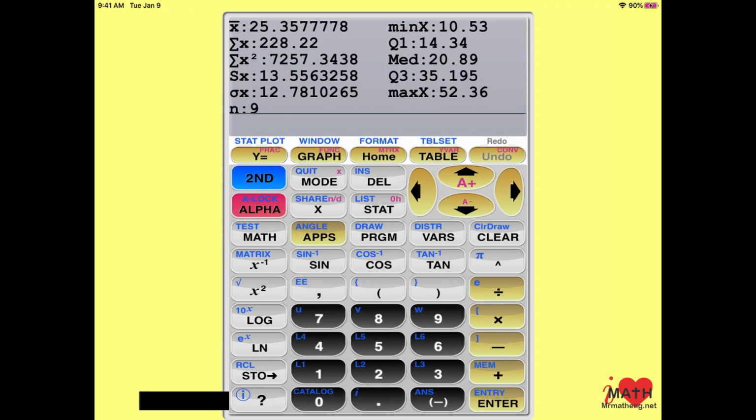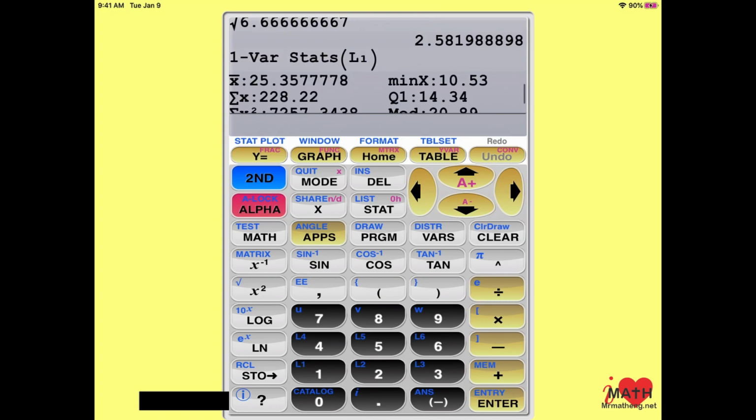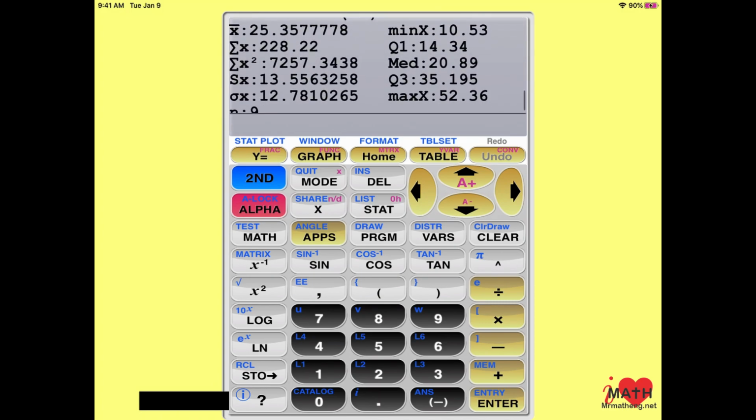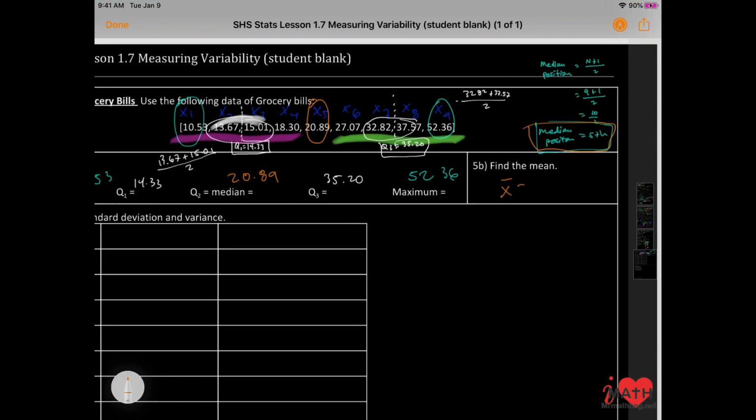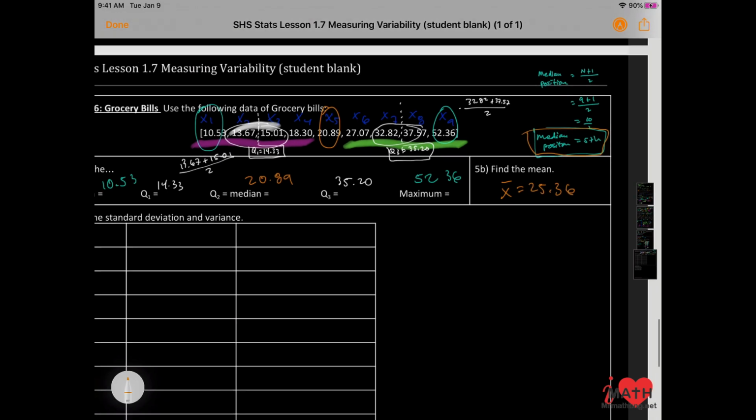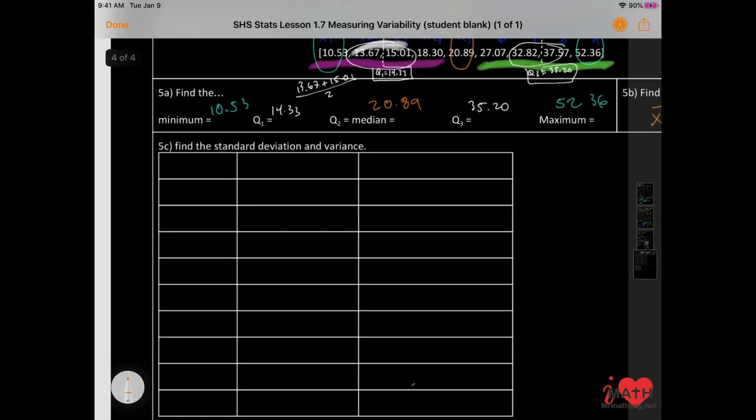Ta-da! My average is $25. You see an X bar on top left there. 25.36. Oh, look at that! It calculated the numbers, and then on the far right there, it actually has the 5-number summary that we just found in the previous problem. But I wanted the average, 25.36. So let's go ahead and put that into our notes. X bar is 25.36.